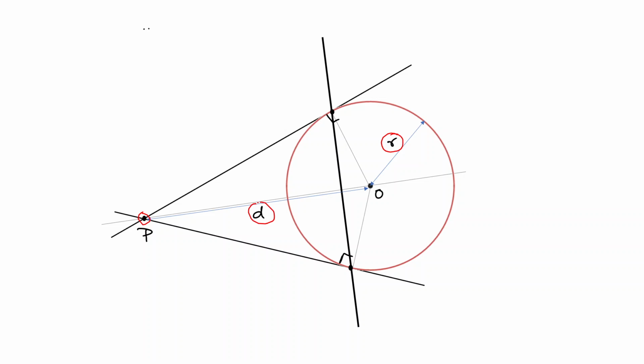r and d, and whatever construction we have done here has naturally followed from the position of the point and the circle. So all the lengths which can be calculated here, like let's say the length of the tangent, let's say that this point is A, so this length PA should be determined in terms of d and r, because this length has naturally followed from the lengths d and r. There's no more information required to figure this length out.